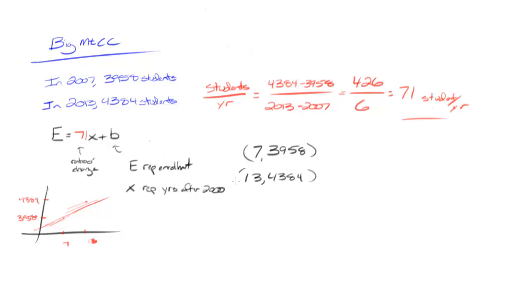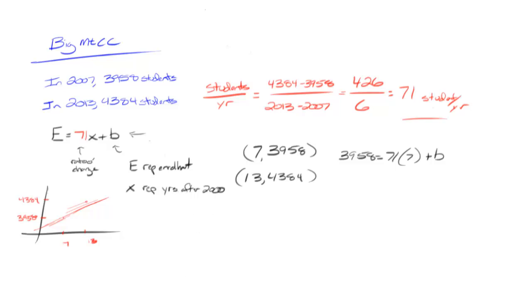And in 2013, we have 4,384 students. What we're going to do with this information now, we're going to use one of these two data points to find this b value. That's all we need to find right now is the b value here. And what we're going to do is plug in either one of these situations into this equation as it sits right now. So I have E, which is my enrollment. I'm going to plug in 3,958 into that, equals 71 times the year, which in this case is 7. Now again, that's not 2007, it's just 7. And then plus this b value right here. And then we're going to solve for this.